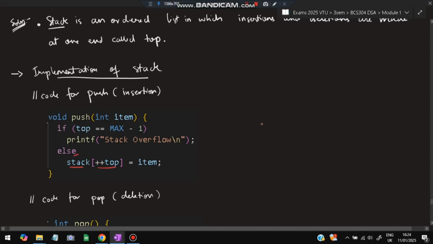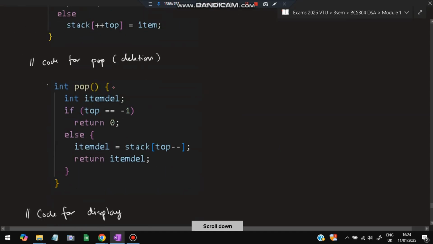Wherever top is, we first move the top up to a blank space, and then in that blank space what will be stored is item. Okay, that is the code for pushing. For popping, it's very simple. We write pop, and the item we are popping, we save in item del. If top is equal to minus 1, return 0. Top is minus 1 means nothing is present in the stack, so we return 0. Since there is nothing present in the stack, we cannot delete or pop anything.